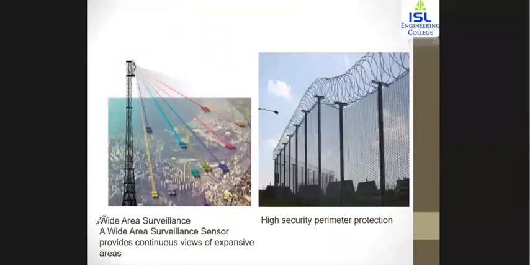Now, in the given picture, you've got wide area surveillance sensors that provide a continuous view of a particular area. This is a particular sensor, and here you can see the different areas of a particular organization. Whereas high security perimeter protection means you've got a wire running across the entire perimeter, across jails or across many very important project defense areas. You're going to have these high security perimeter protections. So this is how you're going to secure the hardware.